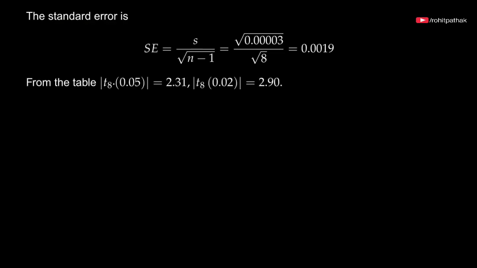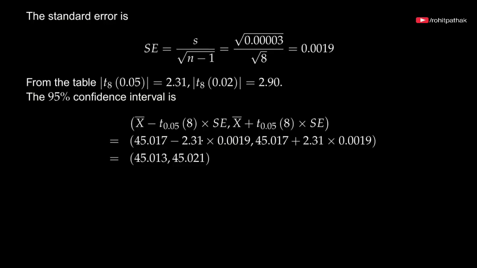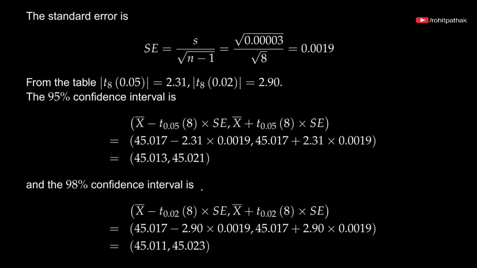From the table, at 8 degrees of freedom, at 0.05 level of significance, the value is 2.31, and the critical value of t at 2% level of significance at 8 degrees of freedom is 2.90. So using the formula, the 95% confidence interval is this. For the 98% confidence interval, using the same formula with this 2.90 value, we find that this is the 98% confidence interval. Here in this interval, we are ready to reject 5% of the shafts on the basis of their diameters if their diameter lies outside of this interval. And here we are ready to reject 2% of the shafts if their diameters fall outside of this interval.